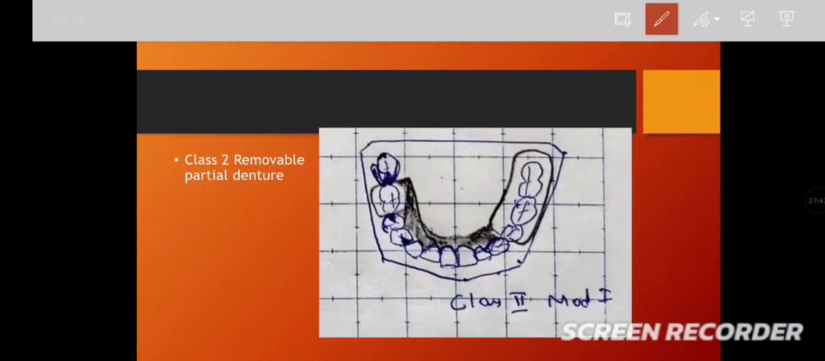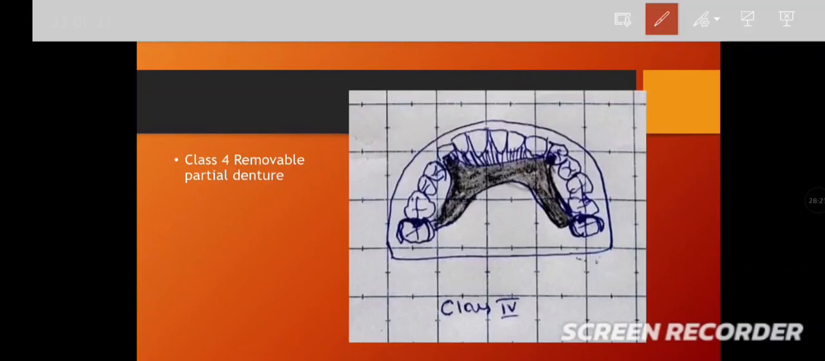Next, for class 2 removable partial denture, here the fulcrum line will pass from the most posterior molar to the most posterior premolar. So to counteract this fulcrum line, they have given an indirect retention on a premolar, that is on 4 4. Like this you can give the typical design for class 1 mod 1 removable partial denture.